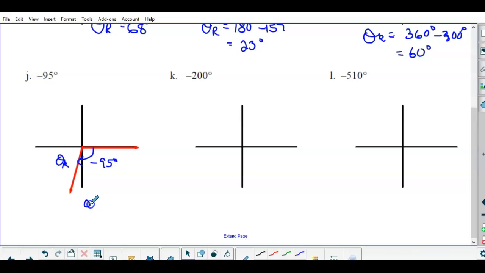So here, just give me a sec. Okay, so theta reference, I'm going to go 180 plus that negative angle. Okay.